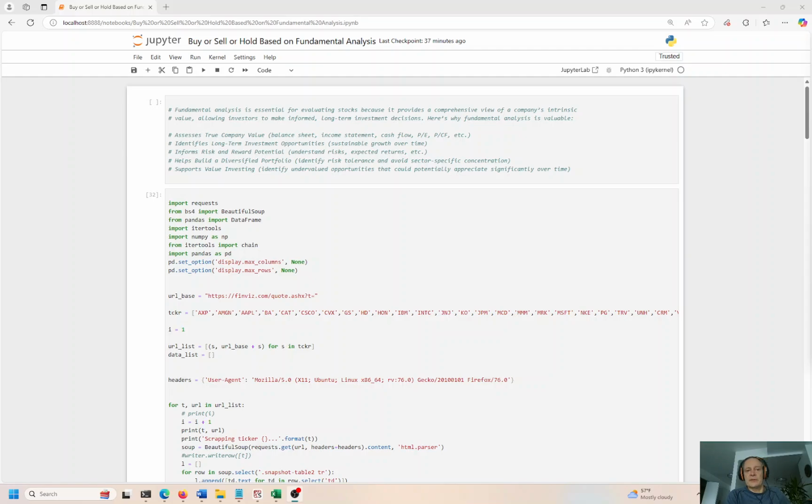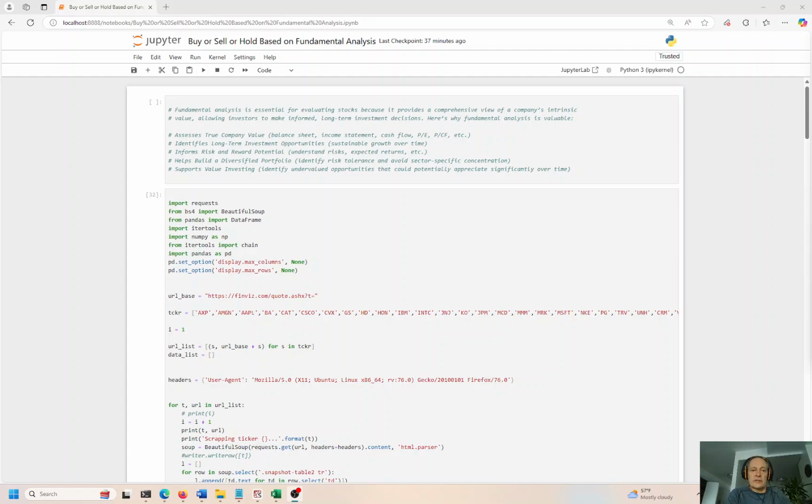So what is fundamental analysis? It's essentially evaluating stocks, a comprehensive overview of a company, its intrinsic value. This allows investors to make informed long-term investment decisions. And we focus on a few things in the world of fundamentals, right? We look at the company's true value. We look at the balance sheet, the income statement, cash flow statement, price to earnings, price to cash flow, price to book, ROA, ROE, things like this, right? I've got a couple of videos about that. You can check it out if you want more details about that, right?